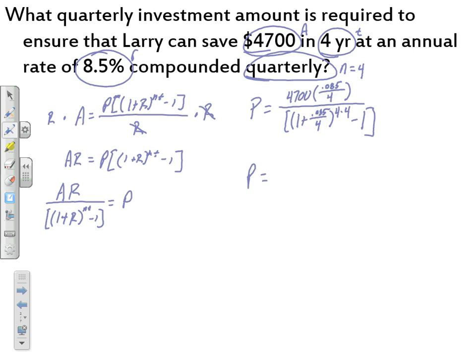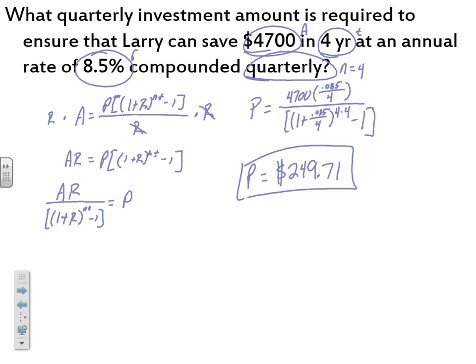And in this case, Larry is going to have to set aside $249.71 every quarter, every 3 months, in order to have his $4,700 amount that he's looking for, which is kind of a weird number, $4,700. But maybe he knows more about what he's doing than I do. I just know that that's what he's going to have to set aside at his interest rate, compounded quarterly, in order to reach his goal.